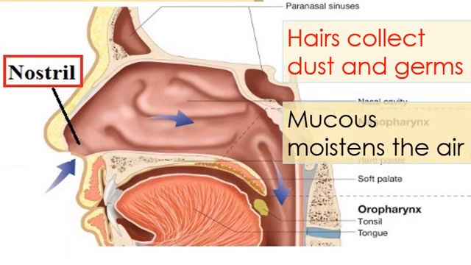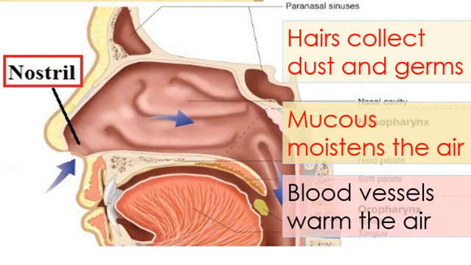Mucus moistens the air. Again, let's read. Mucus moistens the air. So mucus has a pretty important job. It keeps the lining of your nose moist and warms the air you breathe. And blood vessels warm the air. Again, let's read. Blood vessels warm the air. So, it is to warm air entering the respiratory passage.